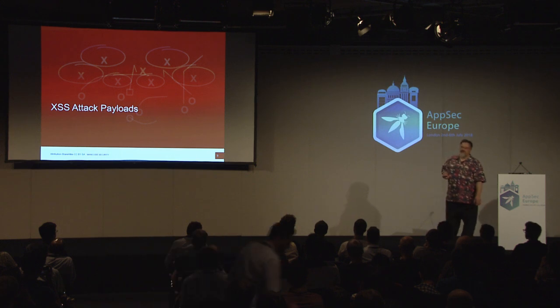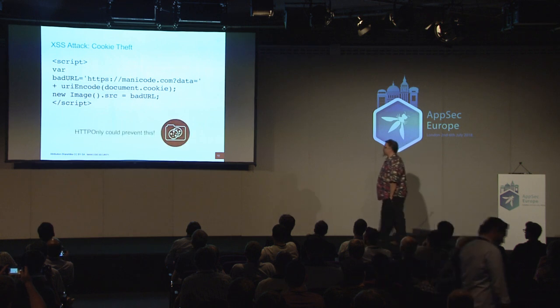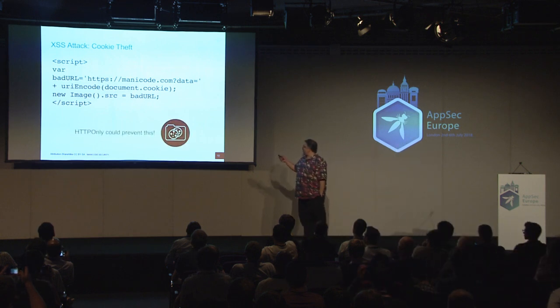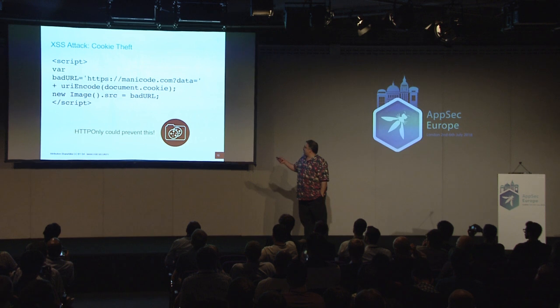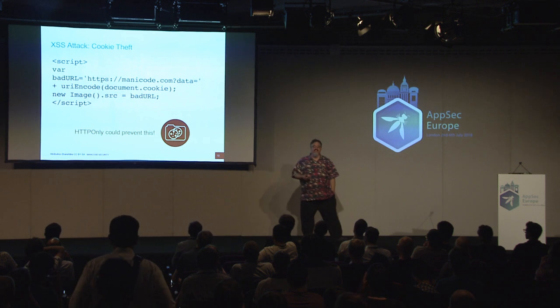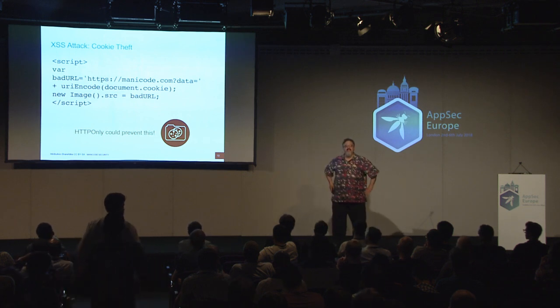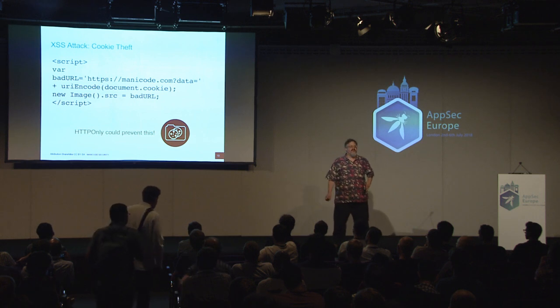What kind of payloads can we do here? This is the basic XSS payload I've seen in a lot of classes, where I'm building an evil URL, grabbing a copy of the cookie and sending it to a different domain. This would launch in the victim's browser, steal their cookie, and pass it to my server, where I can then use it to hijack that account. So here's my question. Is HTTP only an important defense in browser security today?